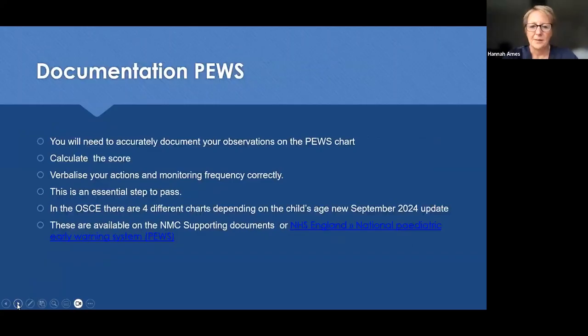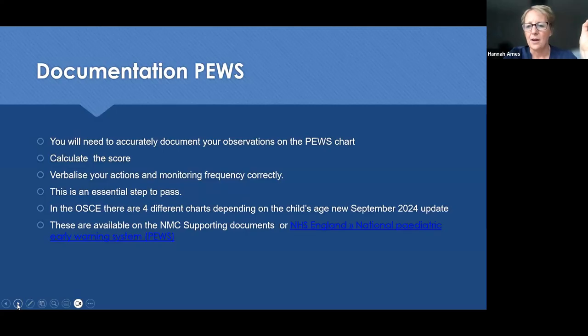And then once you've done your A to E assessment, you want to move on to documentation of your PEWS. I'm going to do some separate videos on the PEWS and look at those in more detail. You'll need to really carefully document and plot your observations onto the PEWS chart. You'll need to calculate your score, and then on the PEWS chart, you will need to verbalise your actions. So what level of escalation to who, and how often you're going to come back and monitor the observations on that child. This is really an essential step to pass, so really important you're familiar with your PEWS charts.